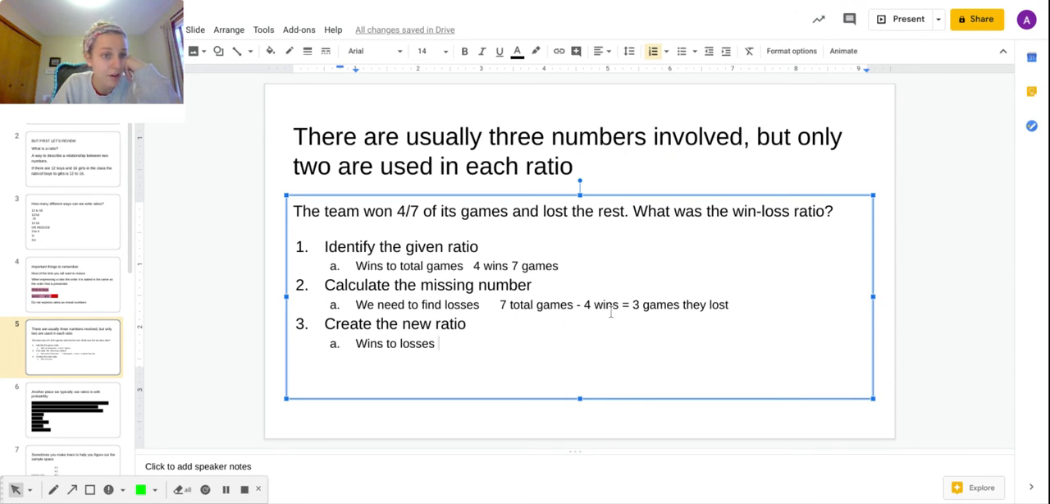So if I'm doing a really good job of labeling when I'm doing my work, I know that we have 4 wins and we have 3 losses. So my ratio is 4:3.